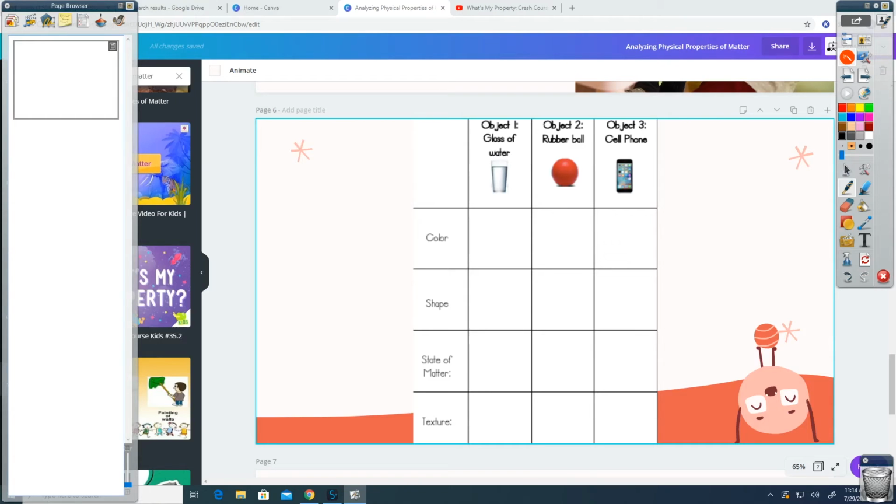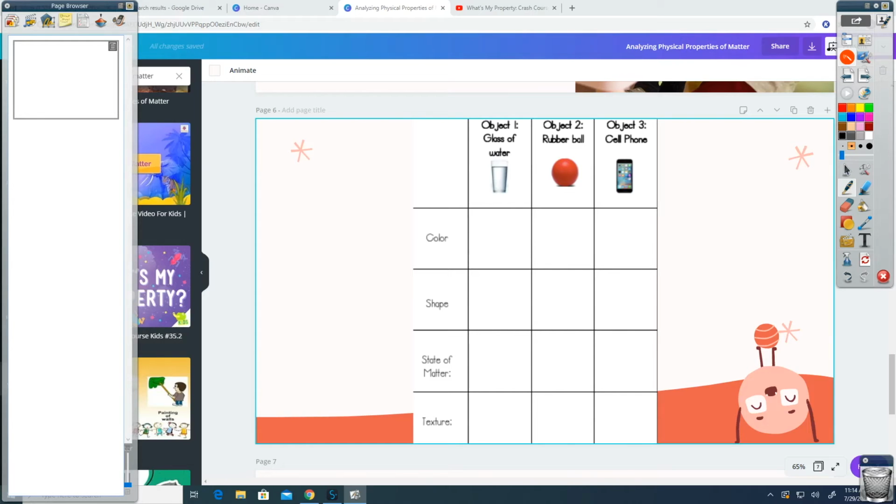So now that we have seen what physical properties are, we saw someone else analyzing physical properties of matter, we're going to do the same thing ourselves. Now, we're going to use some pretty basic objects today that we don't even need to have directly in front of us to observe their physical properties. So, object 1, a glass of water.